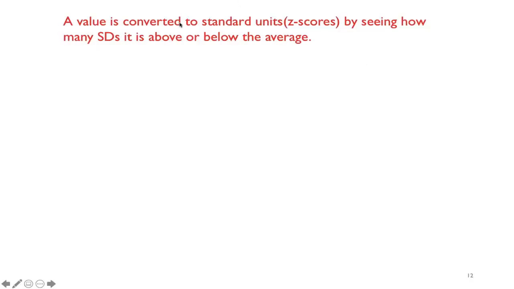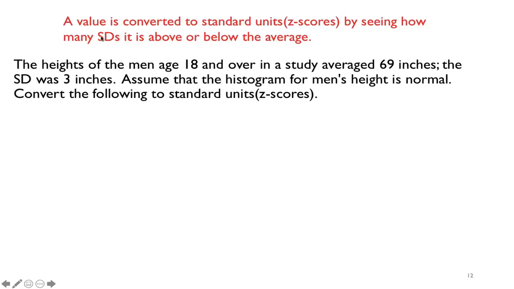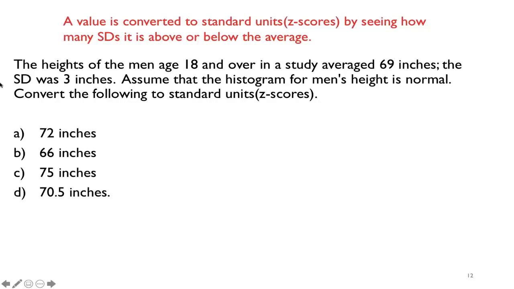A value is converted to a standard unit, or the Z-score, by seeing how far it is away from the average in terms of the SD. So let's do an example. Suppose that again the height here is 69 and the SD was 3. So for 72, let's convert this 72 into the Z-score, or into standard units. So you want to know 72.